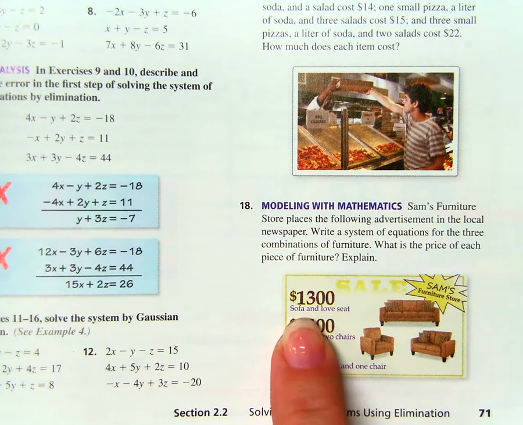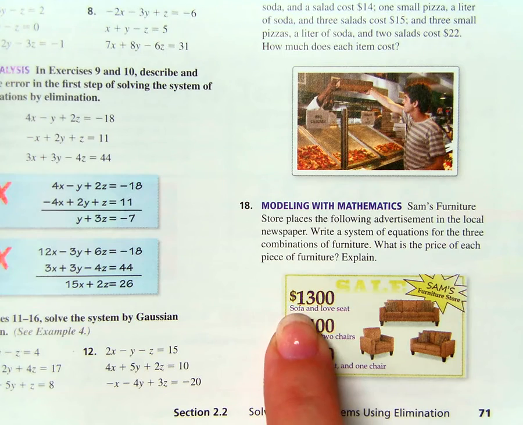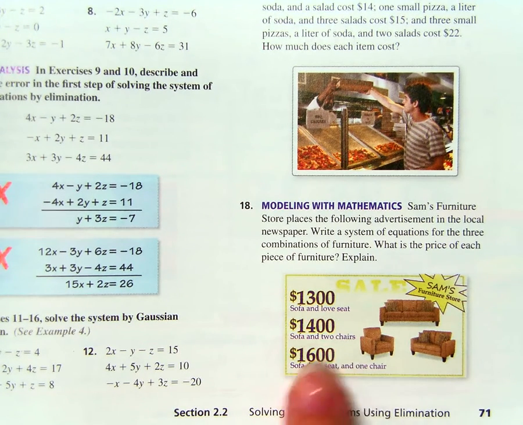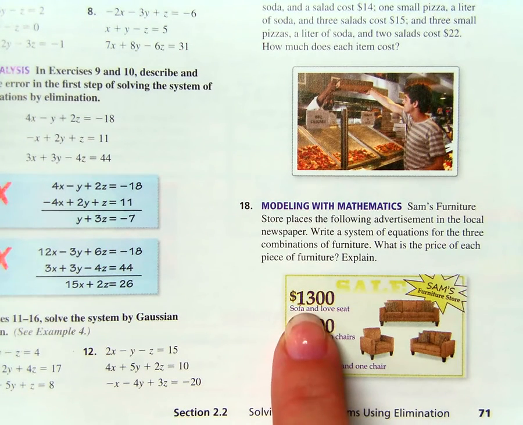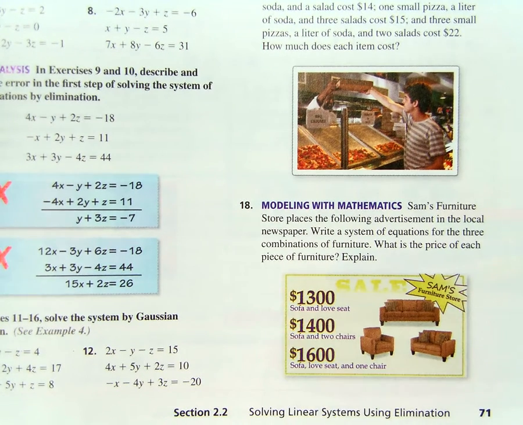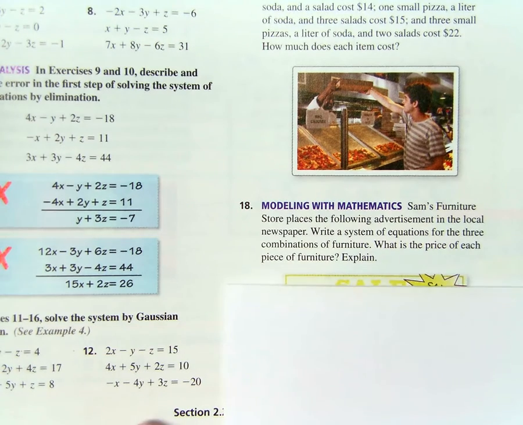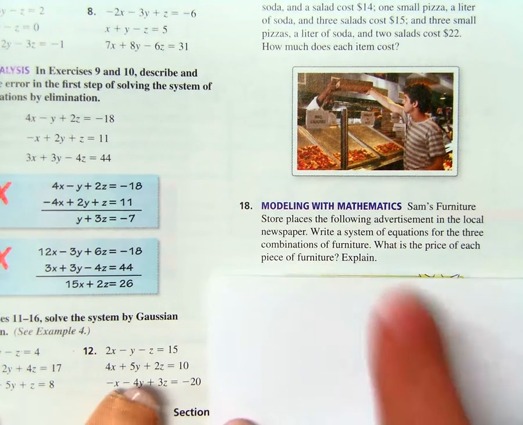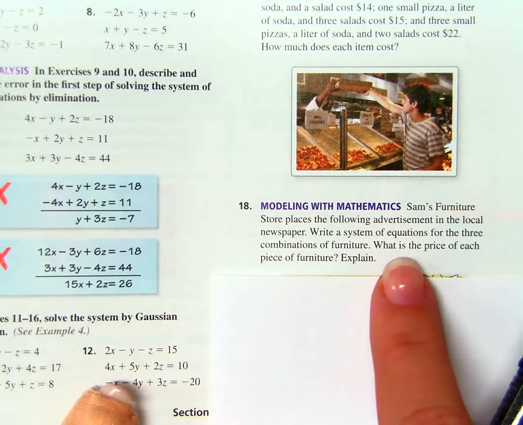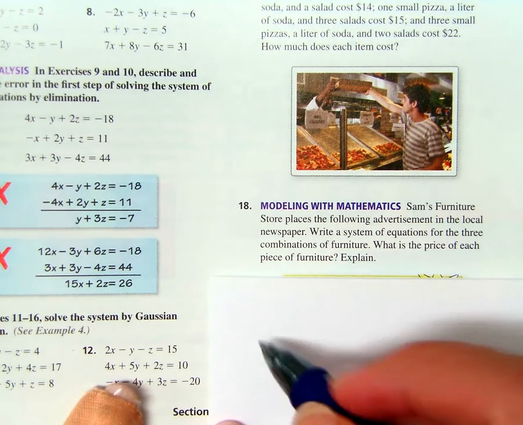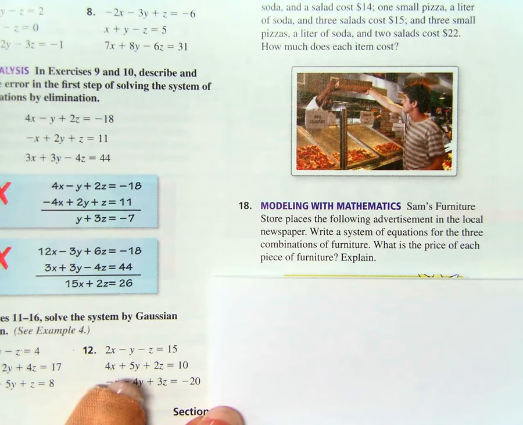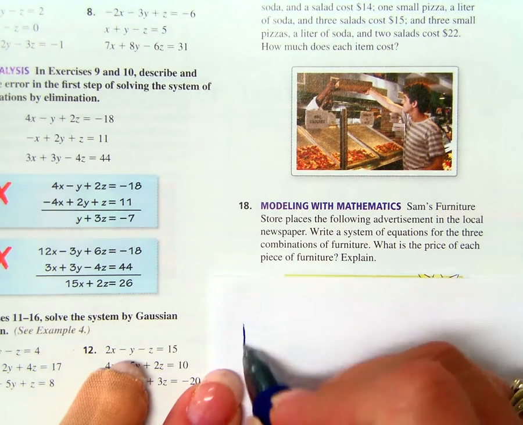A meaningful variable is choosing a variable that is the starting letter of what we're talking about. So like S for sofa, L for love seat, and C for chairs. I usually don't like to choose S, just for the record, just because it looks like a 5 sometimes. But if we're careful, we can do that. But first thing we always do when we're writing a system of equations from a word problem like this, or a story problem, or a real world problem, or whatever you want to call it, is we have to identify our variables.